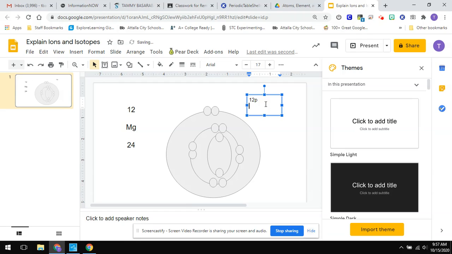But if it gives these 2 electrons away, then now it's only going to have 10 electrons. Well, our protons are the positively charged particle, and the electrons are the negatively charged particle. So now we have more protons than we do electrons. And so, as you can see here, now we're going to have a positive 2 charge because there are 2 more positive particles than there are negative particles. So it has become an ion with a positive 2 charge.